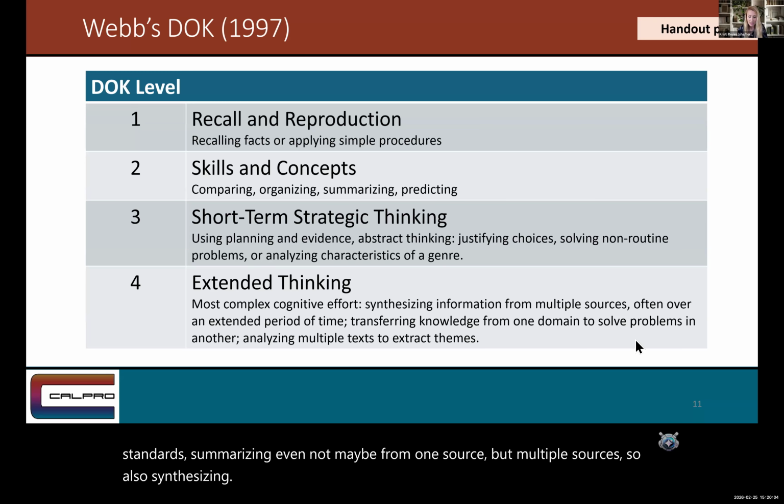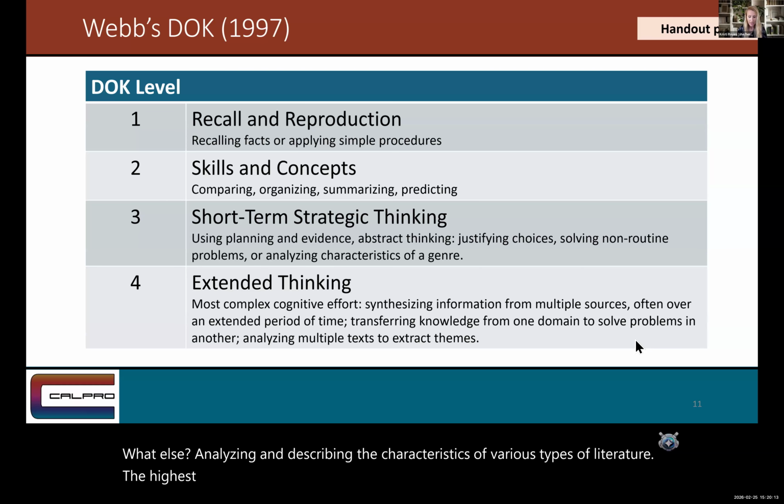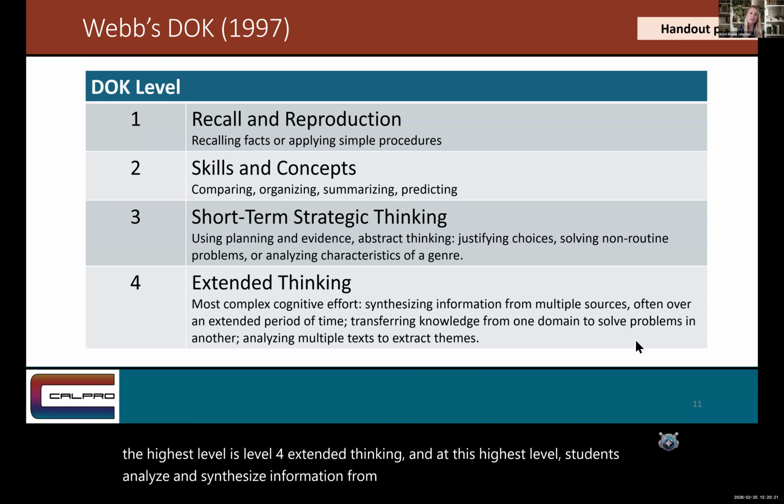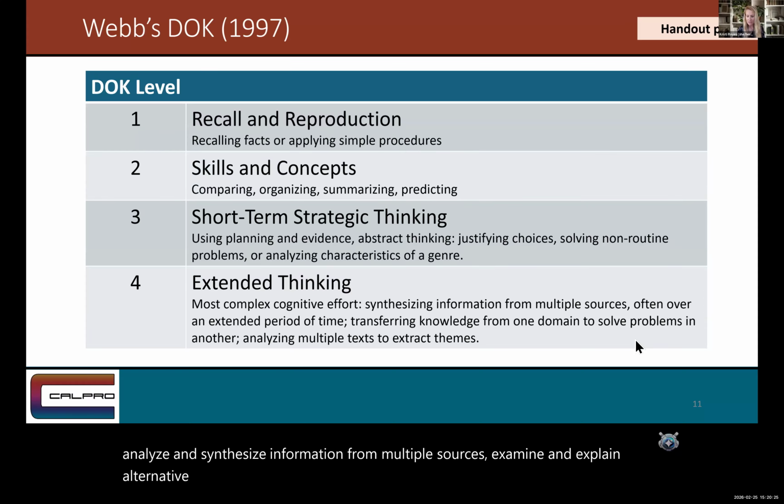What else? Analyzing and describing the characteristics of various types of literature. The highest level is level 4, extended thinking. At this highest level, students analyze and synthesize information from multiple sources, examine and explain alternative perspectives across a variety of sources, and describe and illustrate how common themes are found across texts from different cultures, for example.